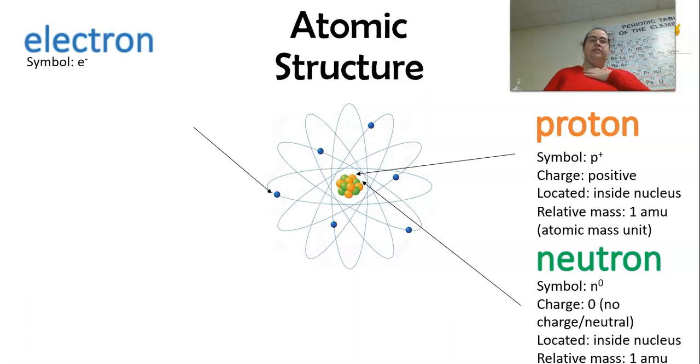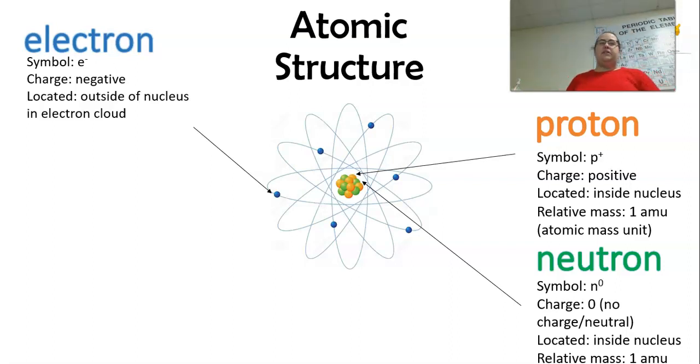Finally, you have your electron. Its symbol is an E negative, meaning that the charge is negative. So we have a positive center, because you have a positive and a neutral, and then you have a negative outside. It's located outside the nucleus in the cloud, which we're going to talk about, and it has really no mass. It's such a tiny mass that we don't even count it. So our neutron and our proton are going to give us the heft of our atom, and our electron is going to give us what's called our volume. It's going to help us see how much space there is.